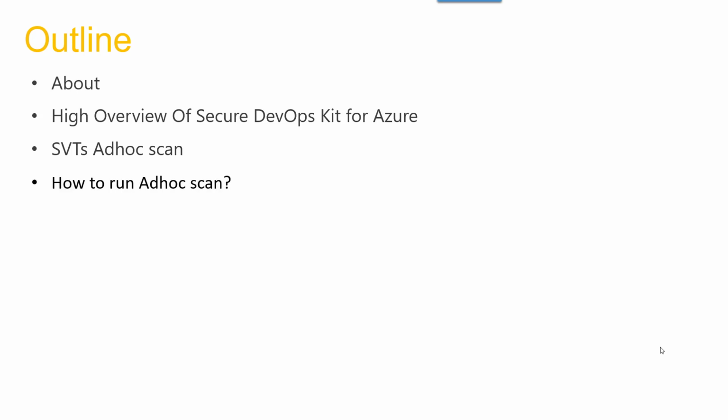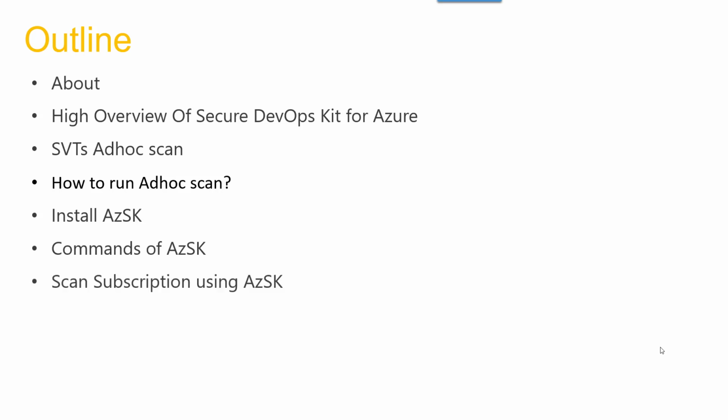Then how to run the ad hoc scan, and what the steps are to run the scan, which include installing the DevOps Kit for Azure, the different commands for Azure DevOps Kit, then scanning the subscription using the DevOps Kit for Azure, and then seeing the scan result, which is a CSV, and also generating an Autofix script. Then we will see a demo, which will cover all these steps.